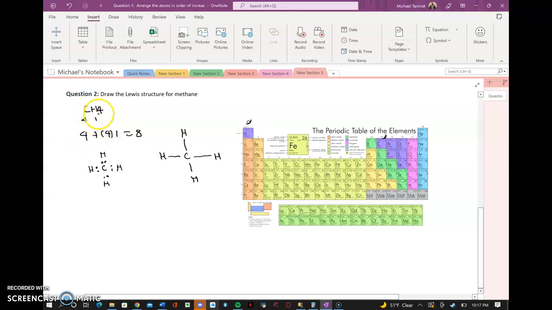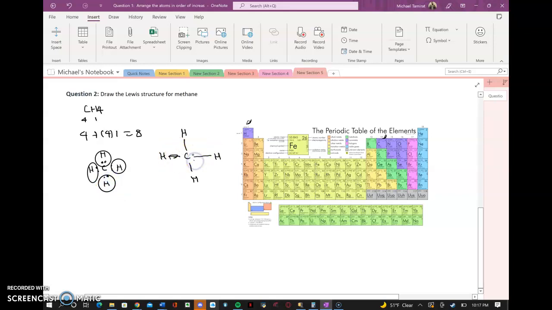We have 4 hydrogen, so 4 times 1 is going to be 8. Hydrogen is going to be outside always, so carbon would be in the center. We have 2, 2, 2, 2, so that would be 8. So when we do this, we will make a bond for each of them.